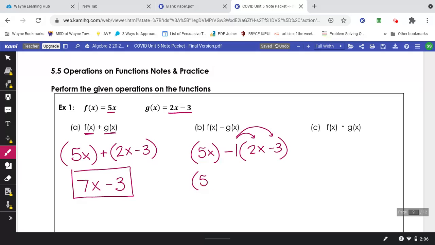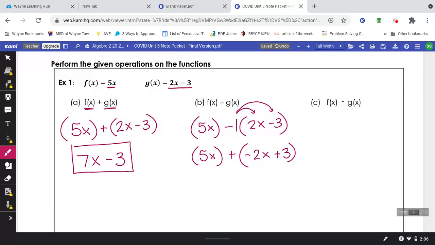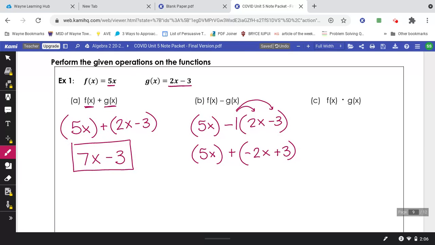This leaves me 5x. And then I'm going to turn this into an addition sign. And I get negative 2x plus 3. Again, we call that distributing the negative. And then you're going to add like terms. 5x plus negative 2x gives me 3x. And then the positive 3 I just bring down at the end. 3x plus 3.